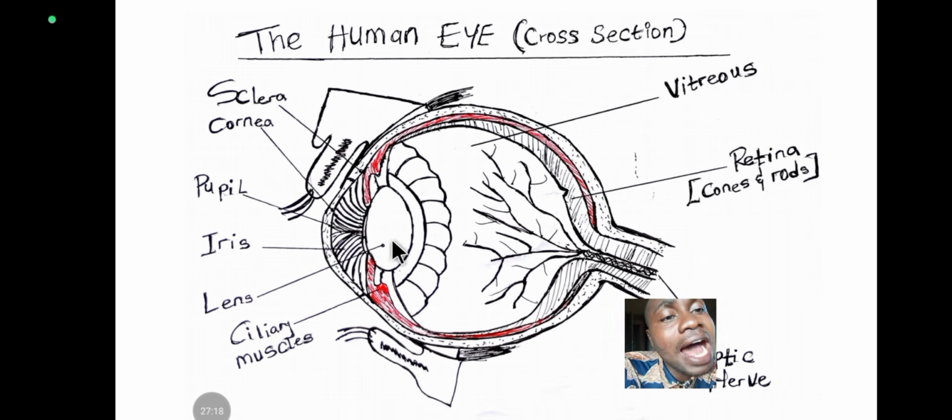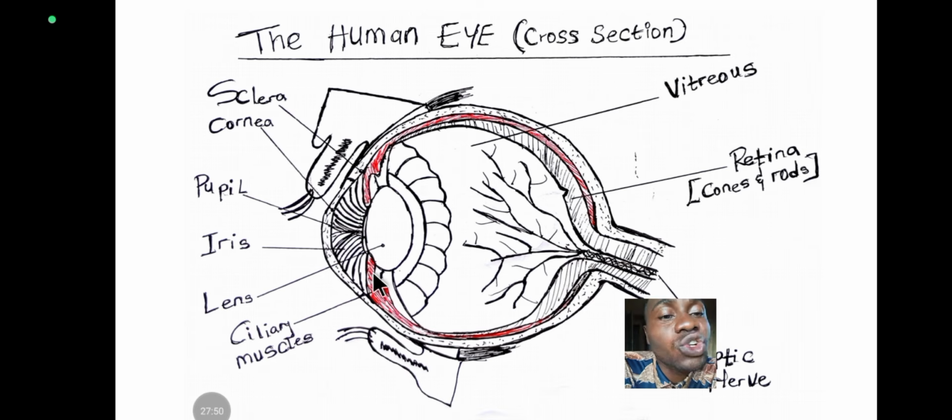The contraction and relaxation, or the thickening and thinning, of the lens is controlled by a muscle called the ciliary muscle. This is the muscle here. That's what controls the thinning and the thickening of the lens. We have a structure here called the canal of Schlemm.